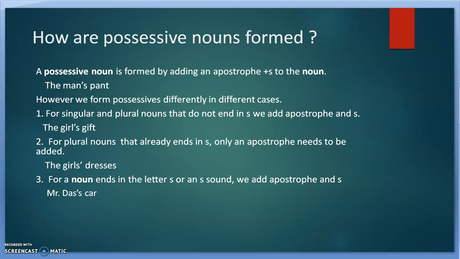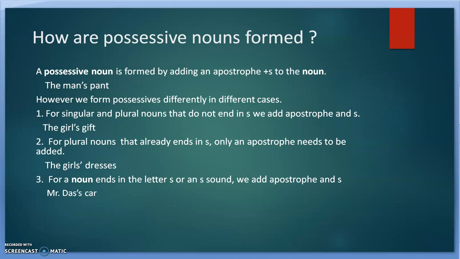For singular and plural nouns that do not end in S, we add apostrophe and S. The example here is the girl's gift. Here the girl is a singular noun and it does not end in S. In order to show possession, we have used apostrophe and S.